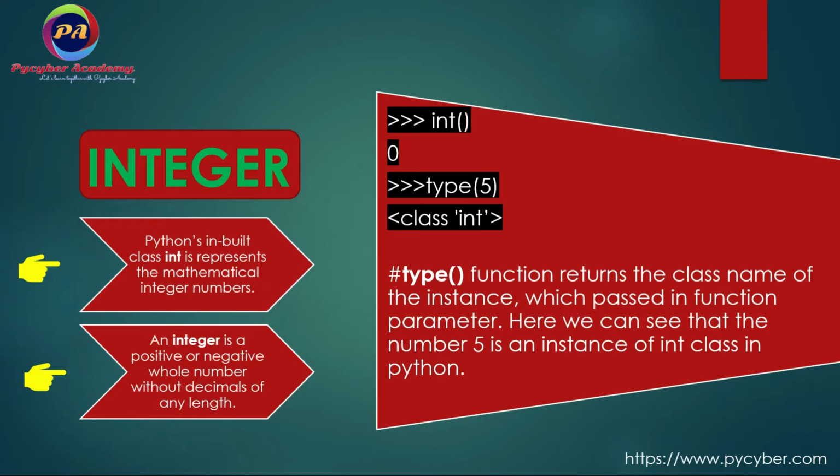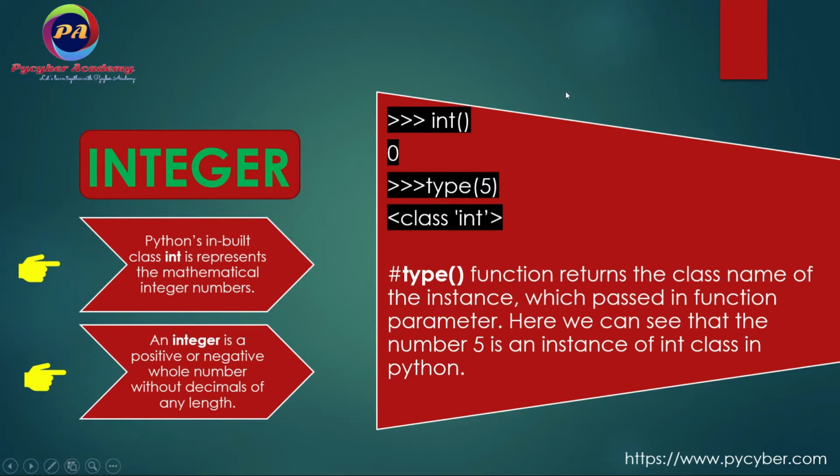So Python's inbuilt class int represents the mathematical integer numbers. An integer is a positive or negative whole number without decimals of any length. And in Python, we can create integer instances by calling the int function.